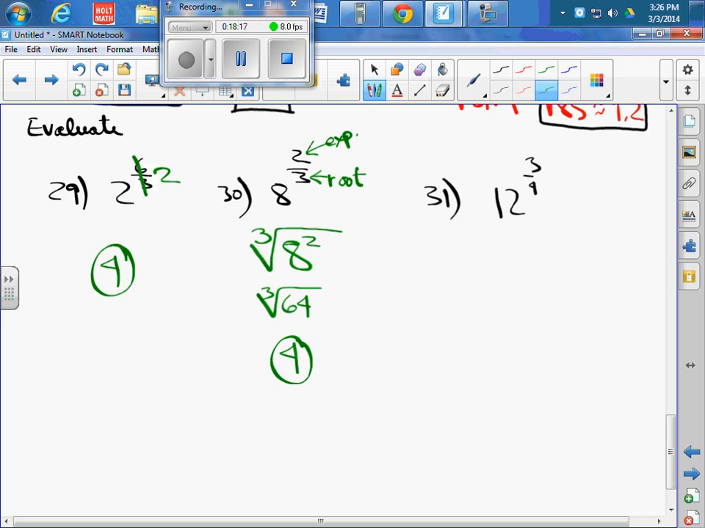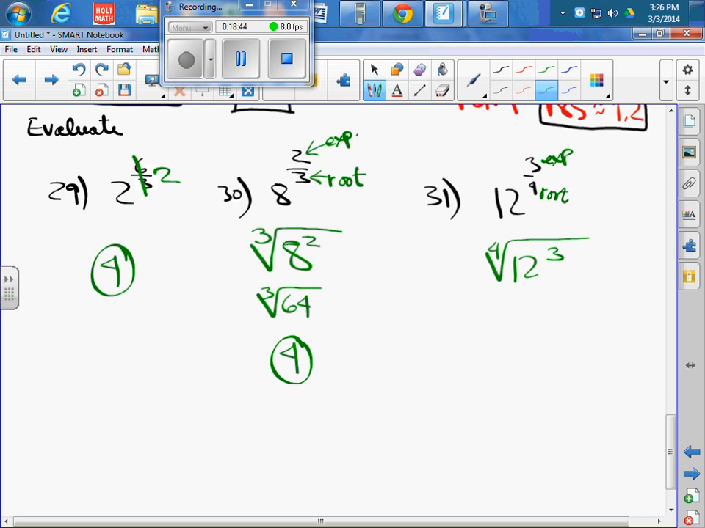It's the same thing with number 31. Can you rewrite this as a radical? Well, here's your exponent. Here's your root. So you're looking for the 4th root of 12 to the 3rd. How would you simplify this, though? Because I don't think it works out straight away. I don't think you can take 12 to the 3/4. So you're going to need to know how to rewrite these as radicals.